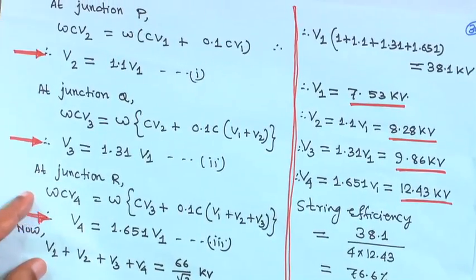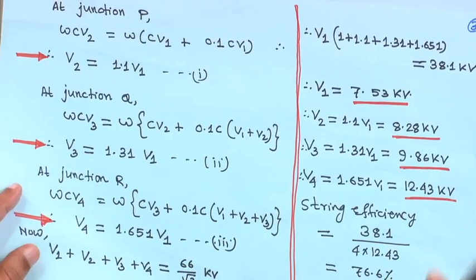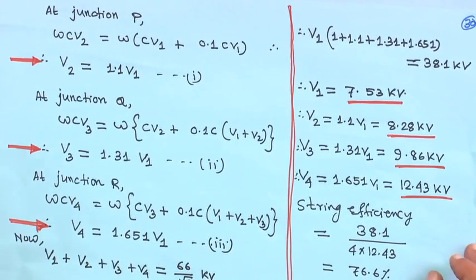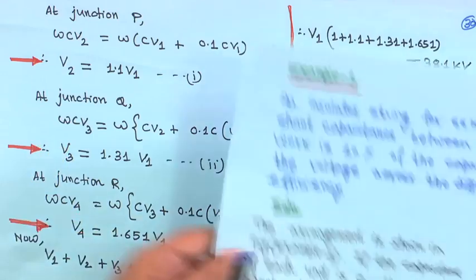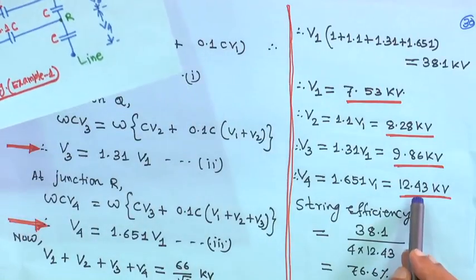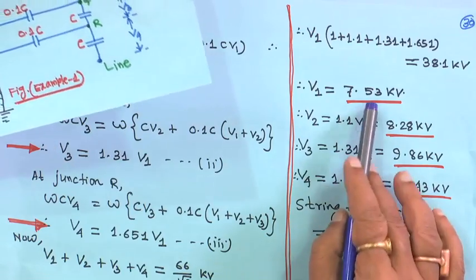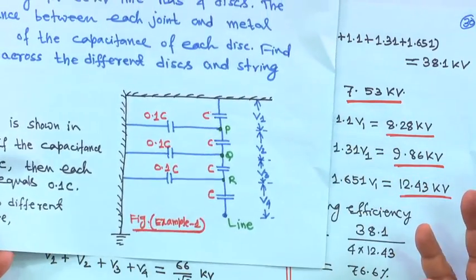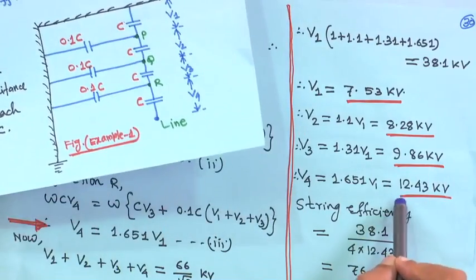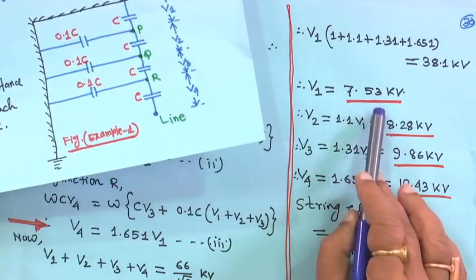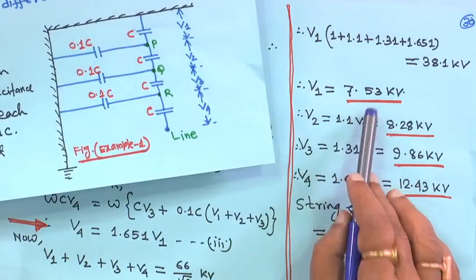That means, as I told you, the units which are nearer to the line have higher voltage stress. Suppose you have these 4 units 1, 2, 3, 4, you can see V4 is the maximum, 12.43, and V1 is 7.5, the lowest one, although the same insulator and same metal is used. So, the unit close to the conductor is on a higher stage, and the one close to the tower has the lower voltage.